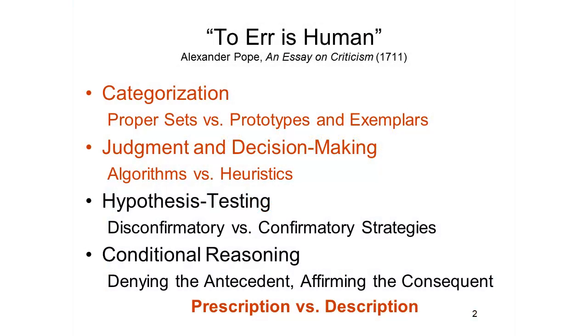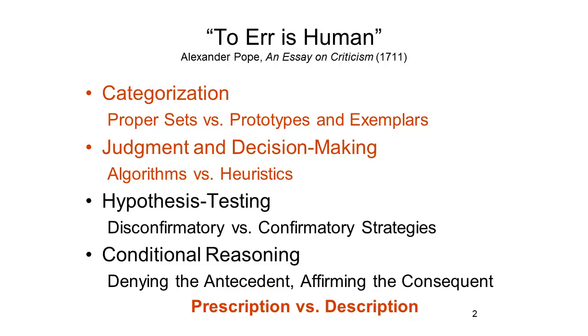Studies of human reasoning indicate that, at least from one point of view, we make a lot of mistakes. We don't categorize objects according to proper sets. We don't employ algorithms in the process of judgment and decision making. We don't employ the proper strategies when testing hypotheses. And we make a lot of mistakes in conditional reasoning, reasoning about syllogisms.